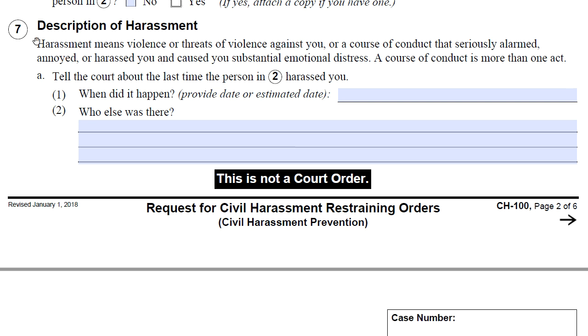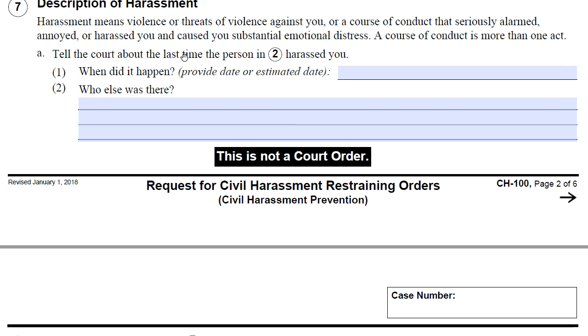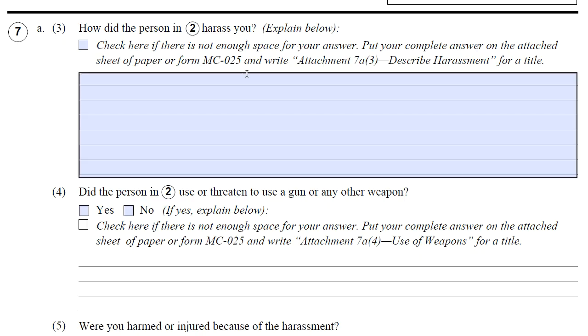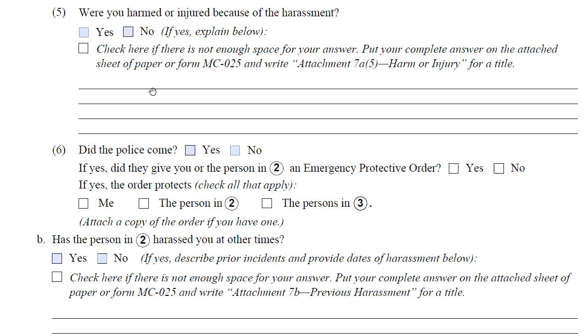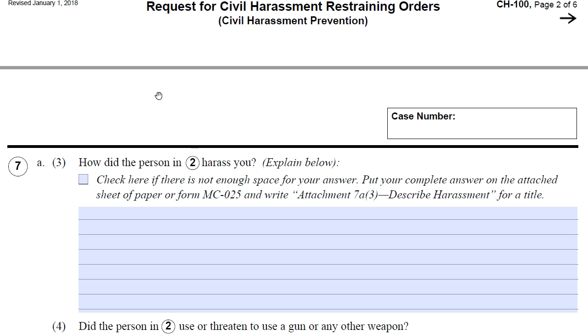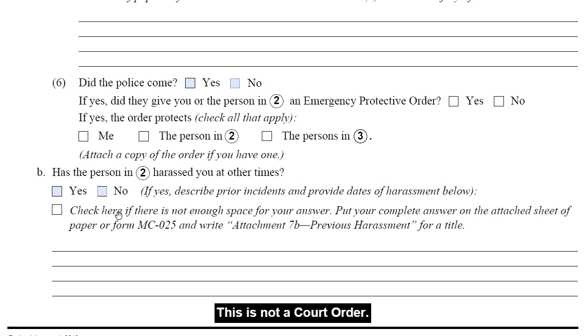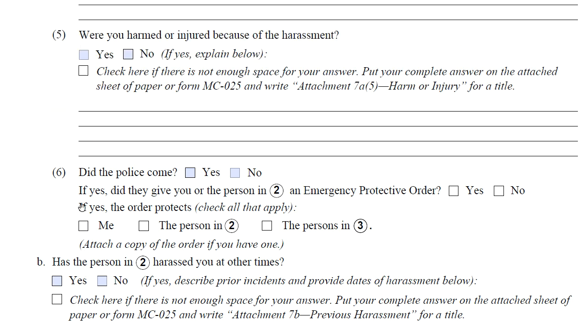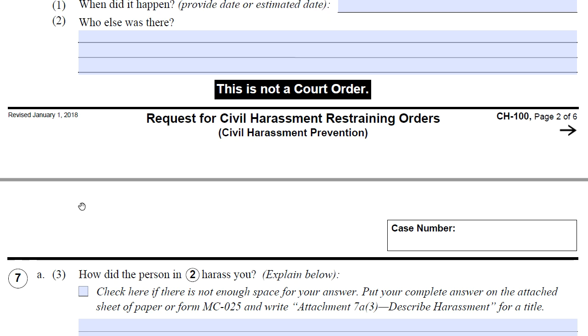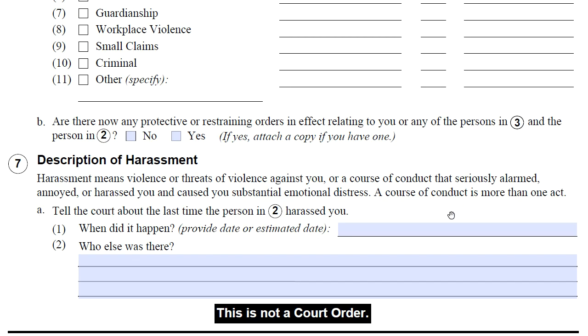Which brings us to the most important part of the whole petition for restraining order, which is to explain in detail exactly what happened, the series of events, how many times you've been harassed, and it's important that you be detailed. This goes on to a full other sheet, and you may use as much additional paper as you need to make sure you paint the whole picture of what's happened.